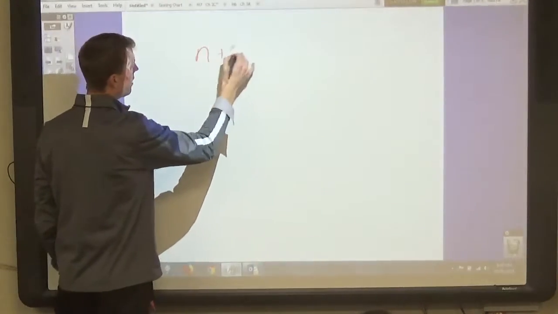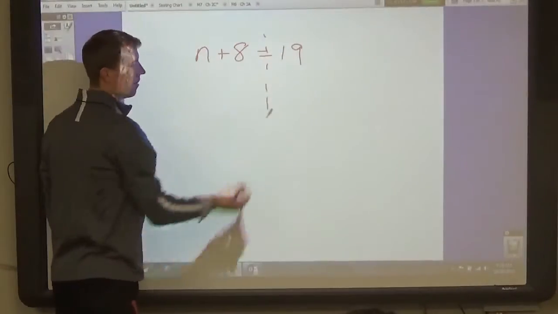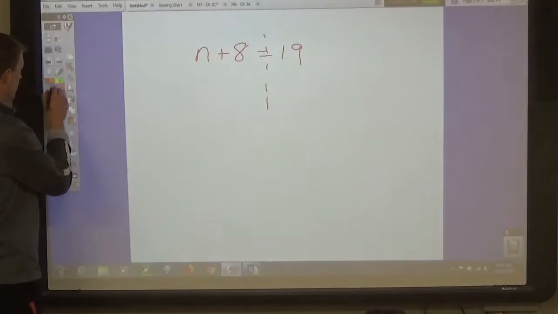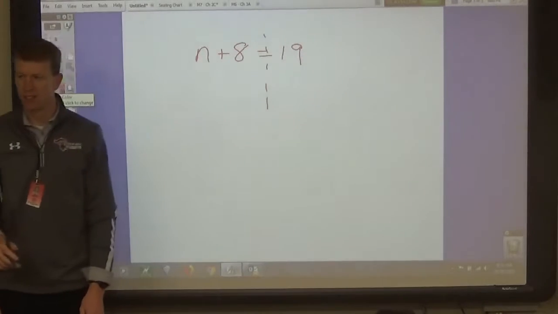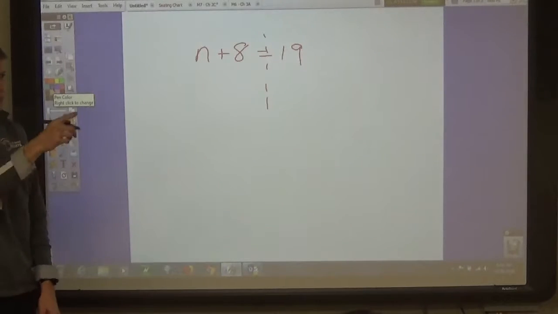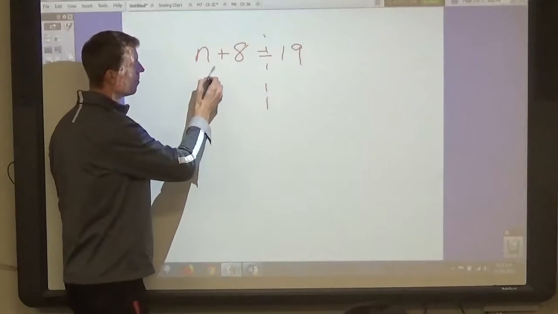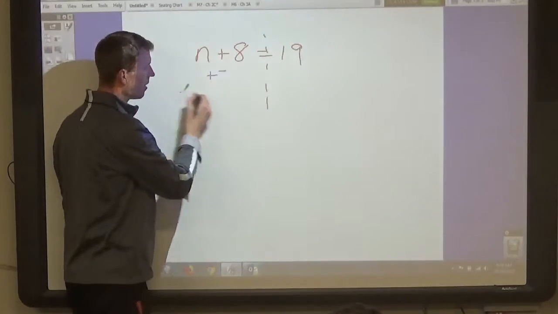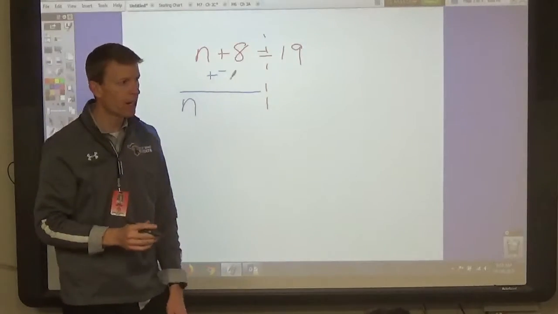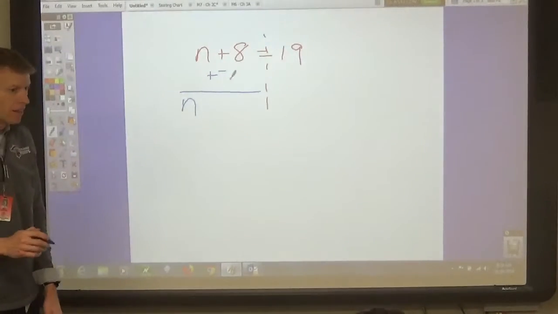If it said n plus 8 equals 19, then you would do what? How would you solve this? Follow along. How would you solve this, Bennett? Well, do the thing that we did in the last chapter. Yep. You isolate the variable. Good. Get the variable by itself. So we'd add what to get rid of the 8? Bennett? Negative 8. Good.